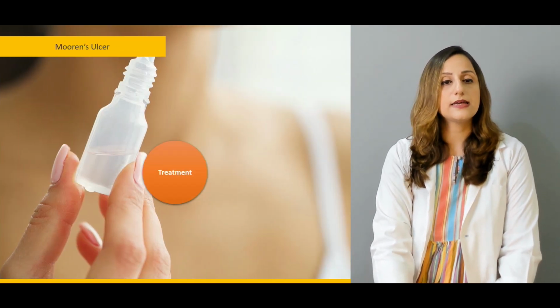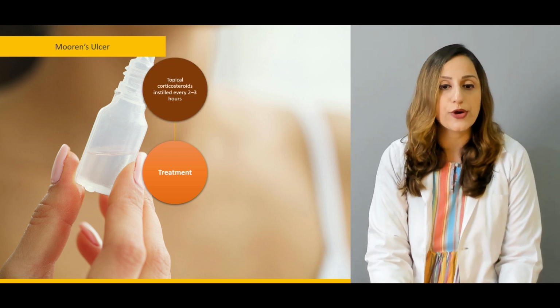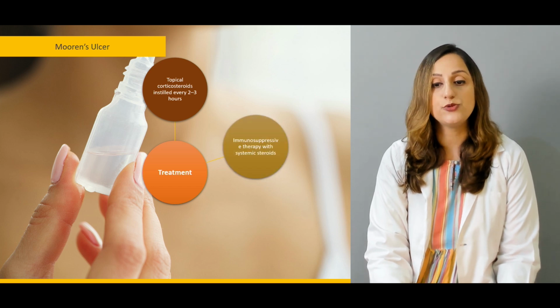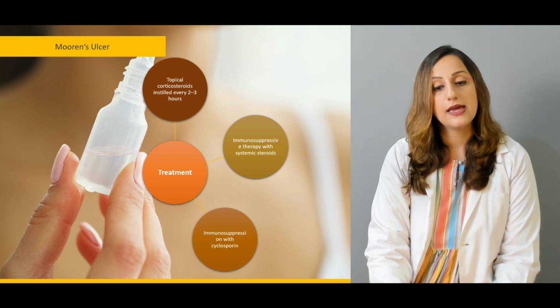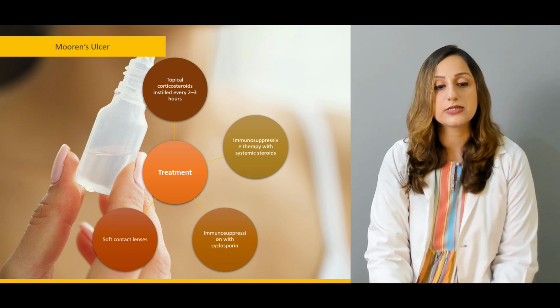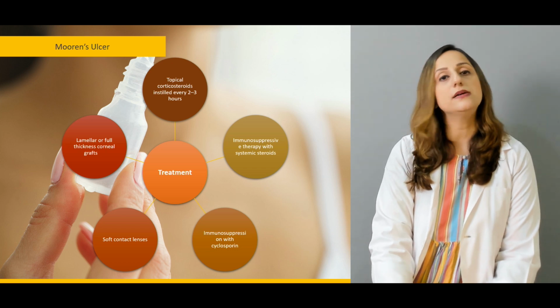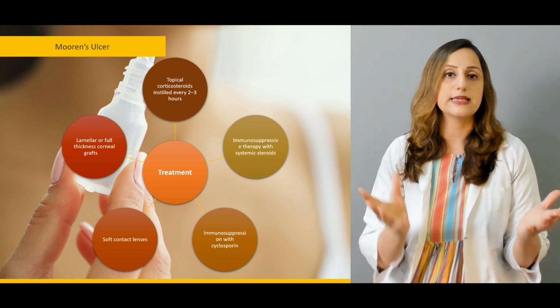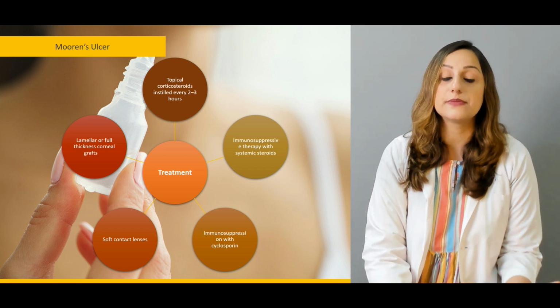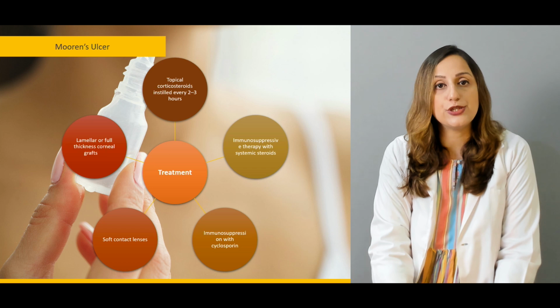How do you treat these Mooren's ulcers is very important. We will be prescribing the steroids instilled every 2 to 3 hours. The immunosuppressive therapy with the systemic steroids is done. Immunosuppression with cyclosporines, soft contact lenses are prescribed. And along with that, we are going to perform the surgeries, which are basically the lamellar surgeries, and the full thickness corneal grafts are also done, if there is an excessive damage of the cornea that is hindering the visual acuity of the individual.